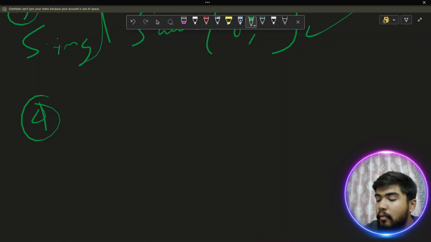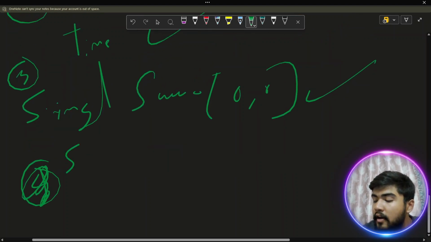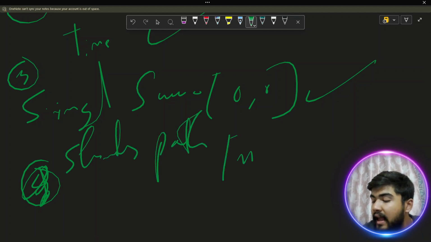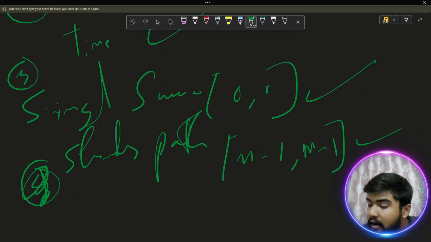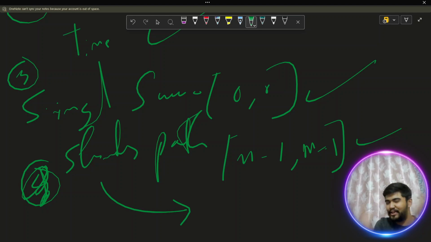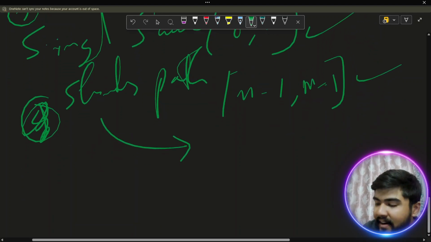What are they looking for? Single source shortest path, from 0, 0 to n minus 1 and m minus 1. Yes, they are looking for this only. This path they are looking for. Single source, shortest path algorithm, weighted graph, minimum time, which algorithm? You should definitely tell me, guys. It is nothing but Dijkstra.